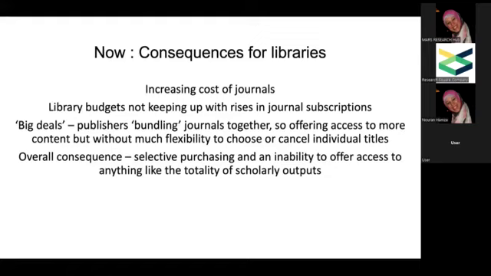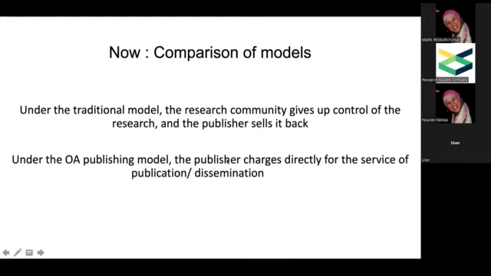So the overall consequence of this was that libraries started to be selective in their purchasing, and there was an inability to offer access to anything like the totality of scholarly output. So unless you were based at a big institution with lots of cash, lucky enough to be at Harvard or Oxford or, I don't know, the American Museum of Natural History, you would not have had access to all of the content being published in your subject area. And so, of course, open access rose up.